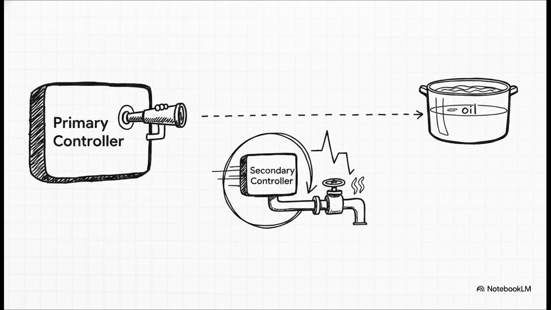Why do it this way? Because if the fuel gas pressure suddenly drops, the secondary loop detects it and opens the valve immediately. It reacts to the disturbance incredibly quickly, fixing the fuel pressure long before that massive volume of hot oil ever has a chance to change temperature. It's like having a lightning-fast reflex built inside your main system.